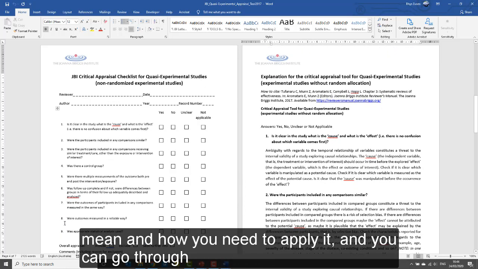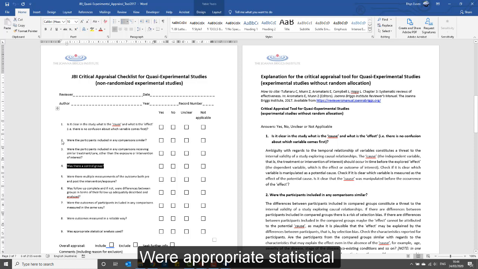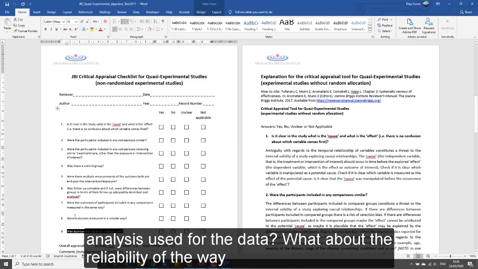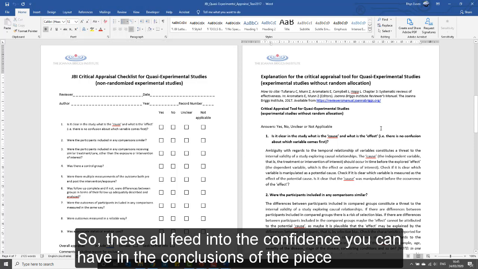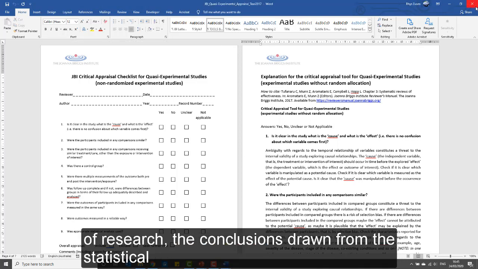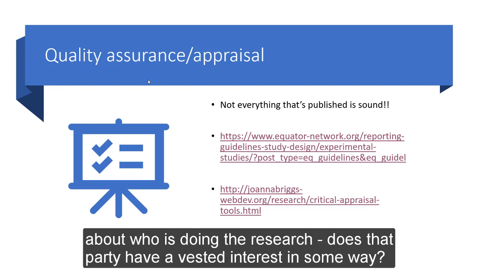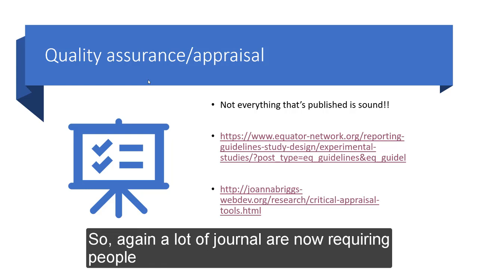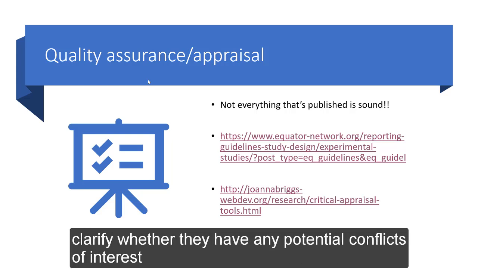And you can go through and get a sense of, was there a control group? Were the appropriate statistical analyses used for the data? What about the reliability of the way the outcomes were measured? Things like that. So those all feed into the confidence you can have in the conclusions of the piece of research, the conclusions drawn from the statistical analysis that they performed and so on. It's important also to think about who is doing the research. Does that party have a vested interest in some way? So again, a lot of journals are now requiring people who are reviewing research or who are publishing research to clarify whether they have any potential conflicts of interest.